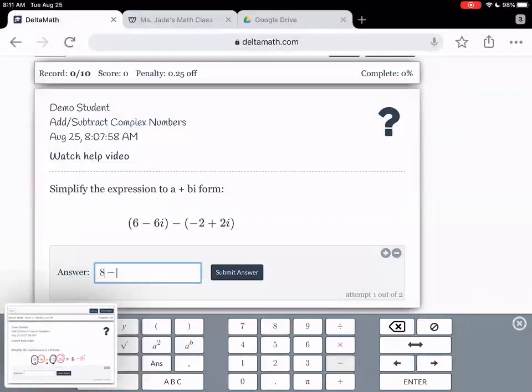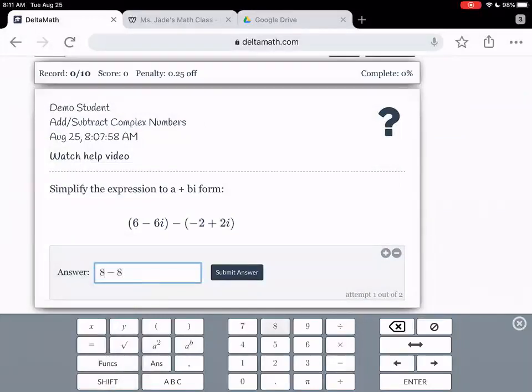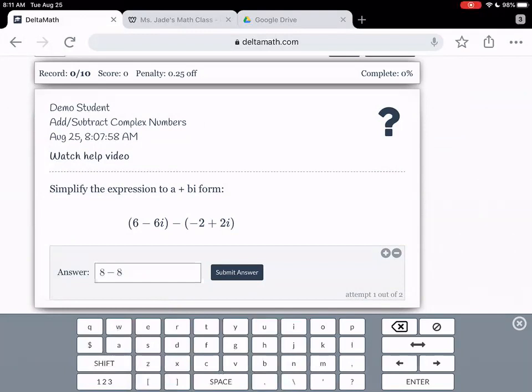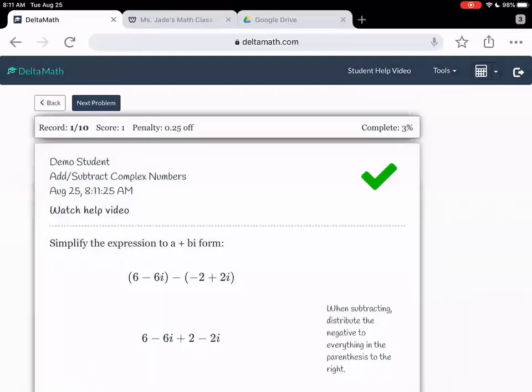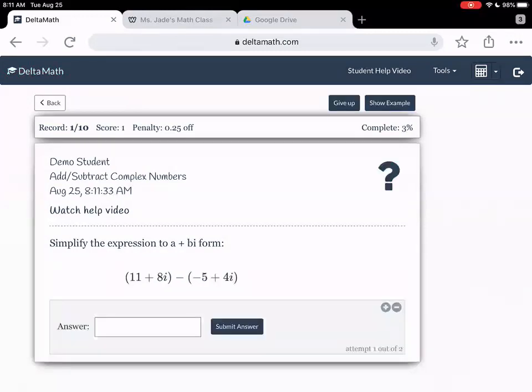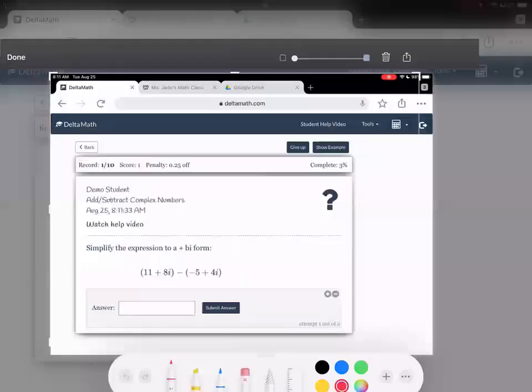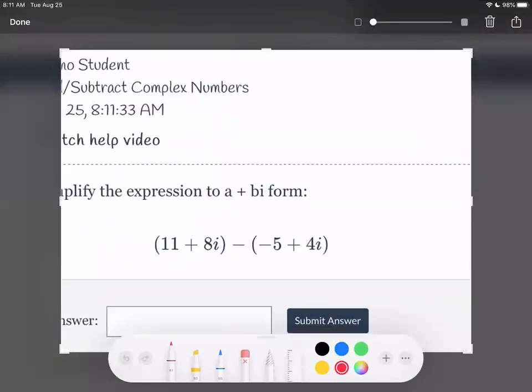So let me type this in. 8 minus 8i. And submit. And it gives us a check mark. Okay, let's do another problem. I'm going to screenshot this, and I'll write on it over here.